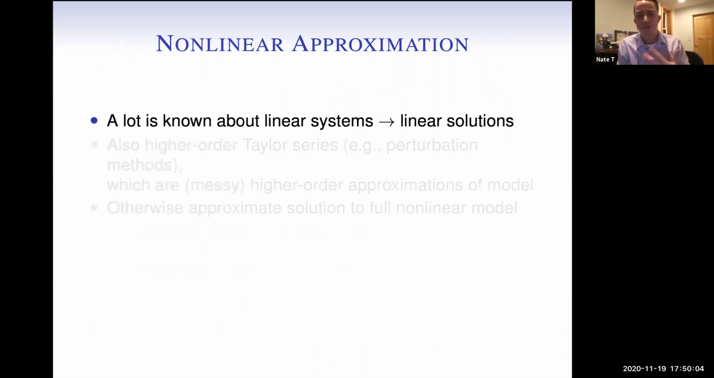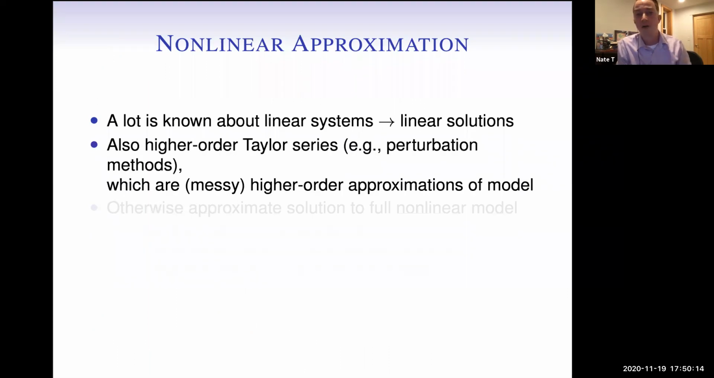People work with linear models because we know a lot about linear systems. We know how to get their solutions quickly. We know if solutions exist and whether they're unique or not. You can do higher order Taylor expansions, so including the second, third, and fourth terms of the expansion and cross terms in the series. There are numerical ways to do that called perturbation methods.